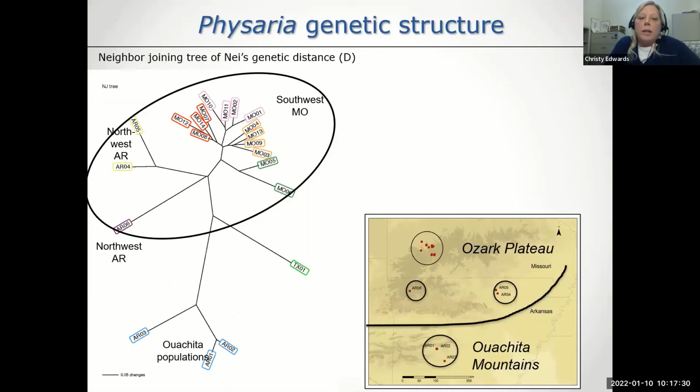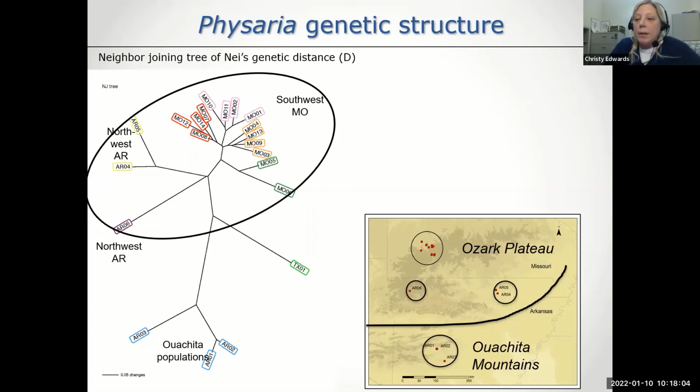Okay, and another thing that we found in this Physaria study, which is the species I presented last. Once again, we have a genetic distance tree, and populations that are more similar to each other are closer together. What we found is that the populations in the northern part of the species range, those three circles above the line on the lower right-hand map, all cluster relatively closely together in the upper part of that figure on the left.